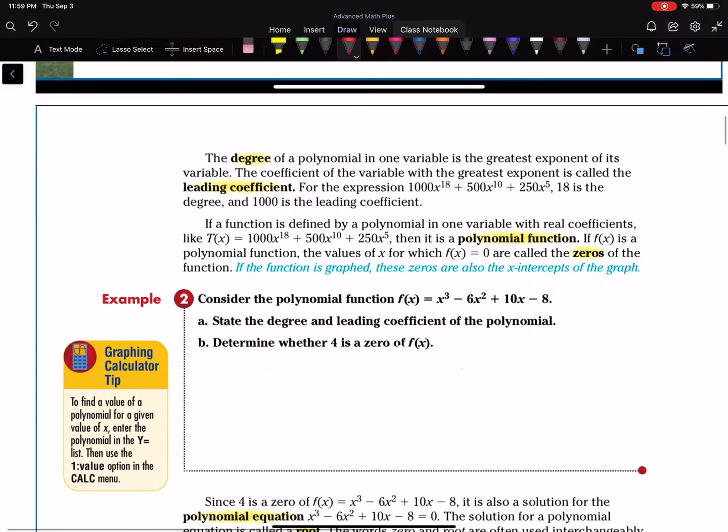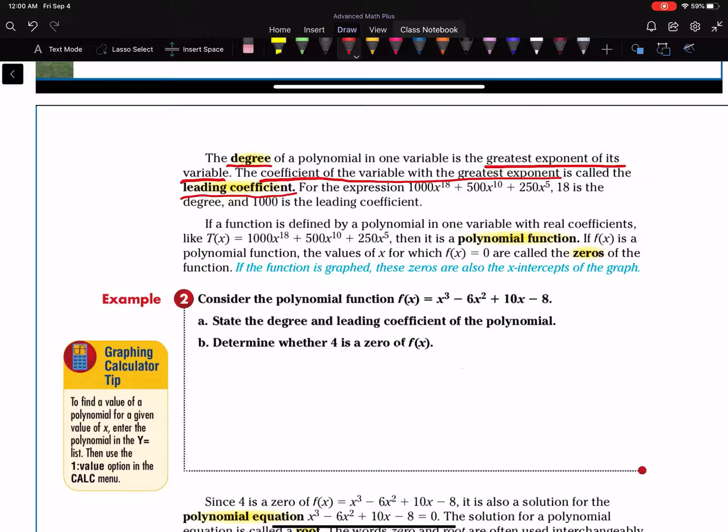The degree, kind of a vocab word here. The degree is simply the greatest exponent on its variables. Okay, so whichever variable has the biggest exponent, that is the degree. And the leading coefficient is the coefficient of the variable with the greatest exponent. So basically it's the coefficient that's in front of the leading degree.